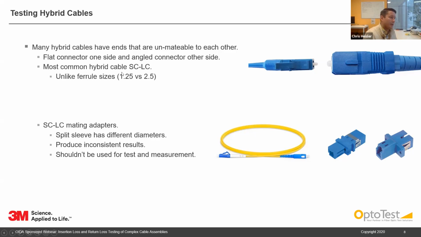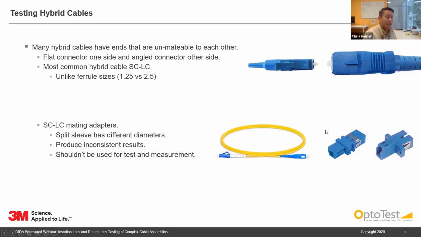One of the most common hybrid cables is an SC to LC assembly. So here we have an LC connector, which has a 1.25 millimeter ferrule. And here's an SC connector, which has a 2.5 millimeter ferrule.